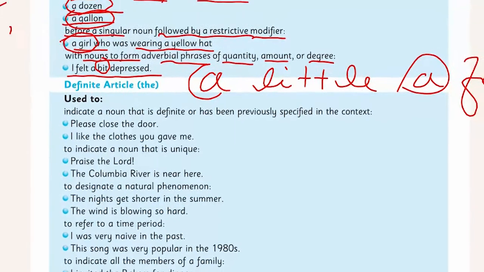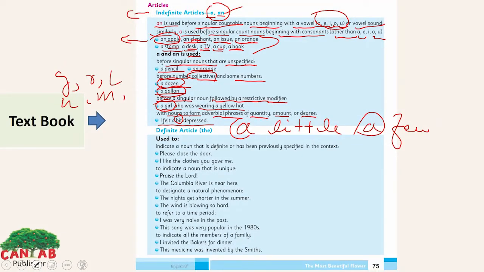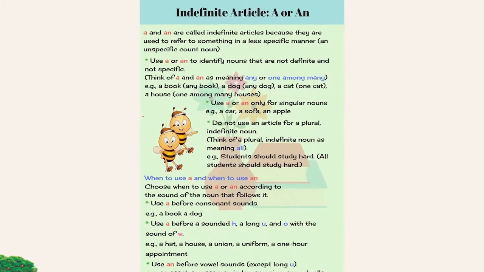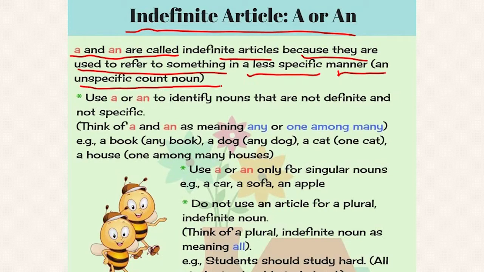Let me give you some more examples and let me clear the concept more. Indefinite articles. A and an are called indefinite articles because they are used to refer to something in a less specific manner and unspecific count. Use a or an to identify nouns that are not definite and not specific. Think of a and an as meaning any or one among many.